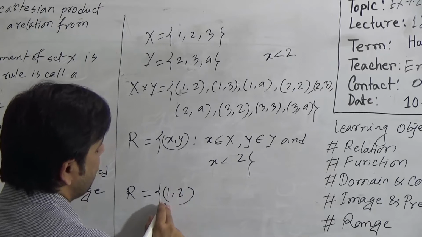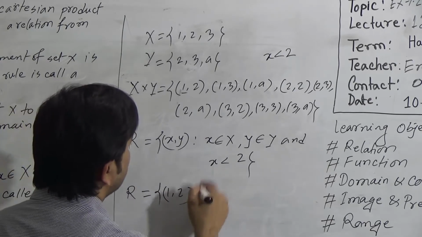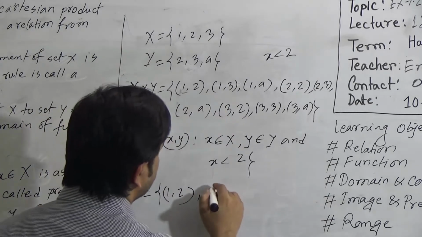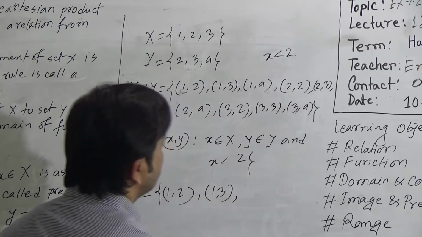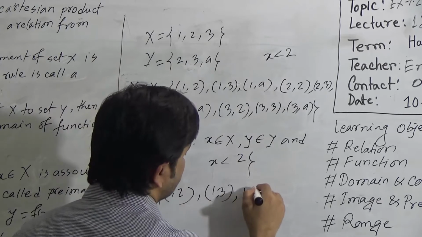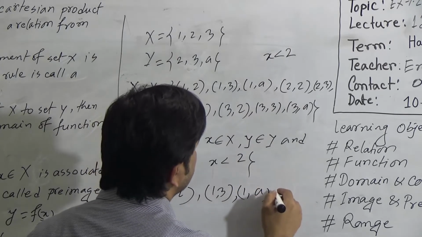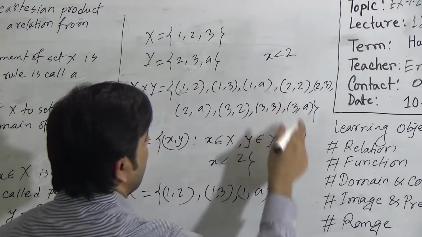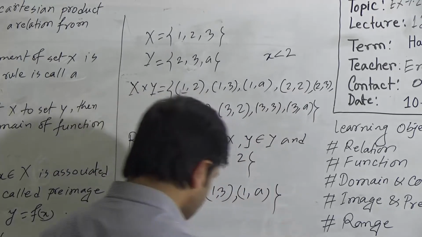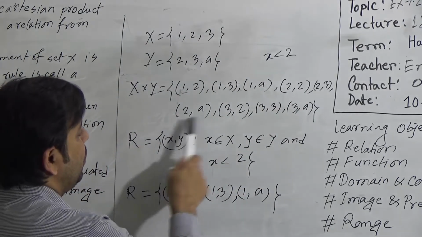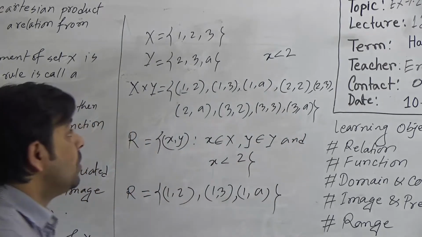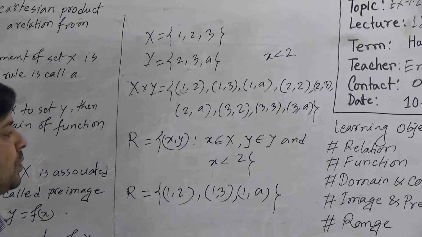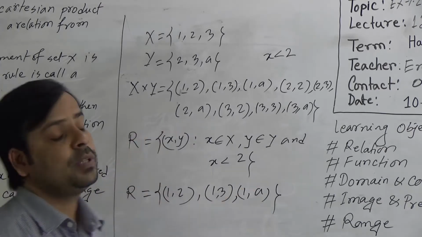Here the first element is 1, which is less than 2. In this case the first element is 1, which is less than 2, and in this case also the first element is 1, which is less than 2. Except these, all the other elements contain 2 or 3 in the first position, so they are not less than 2. So we can leave the rest of the ordered pairs.